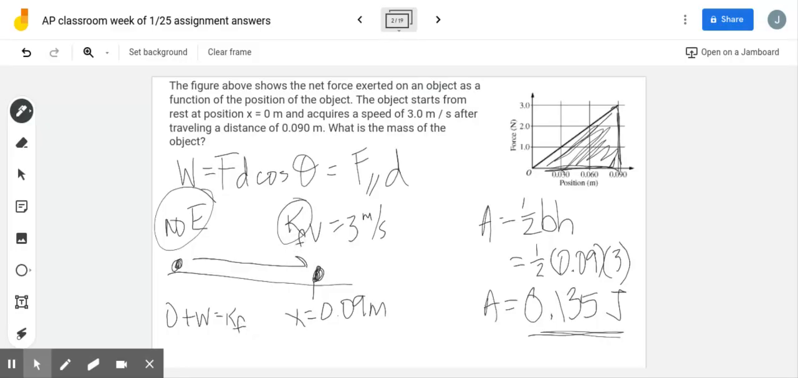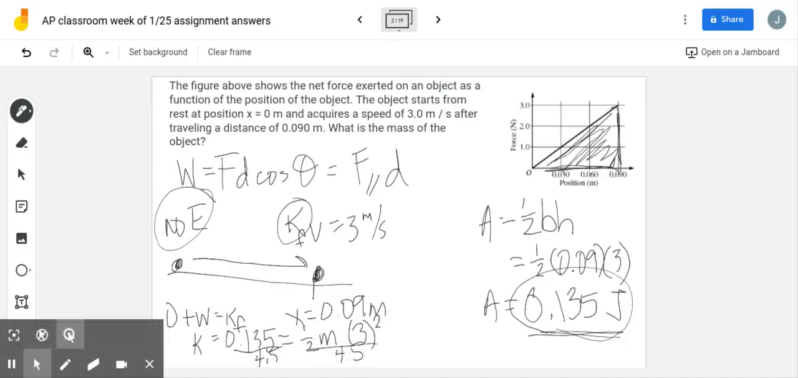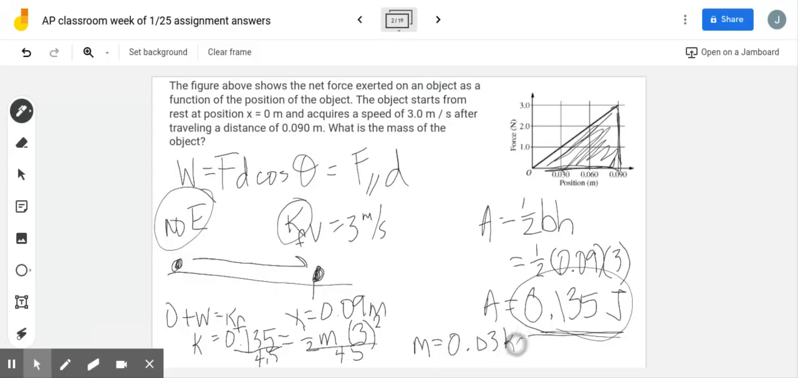All right, so if the kinetic energy equals the work, we've got kinetic energy equals 0.135. That comes from over here. That's equal to 1/2 the mass times the velocity squared. Velocity is 3 squared. So let's see, 3 squared is 9. 9 times 1/2 is 4.5. So we just need to divide by 4.5. And we get that the mass is equal to 0.03, and that's kilograms.